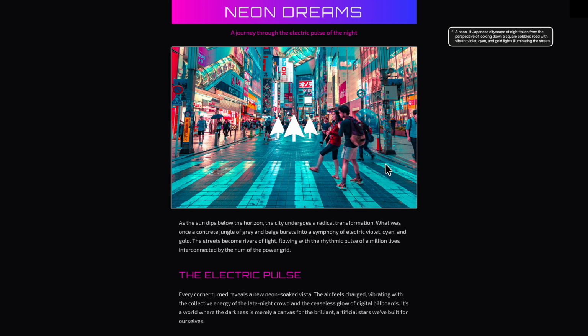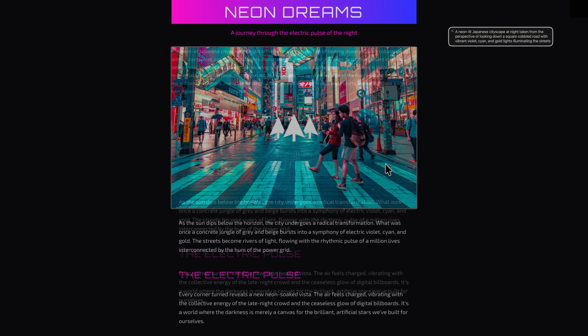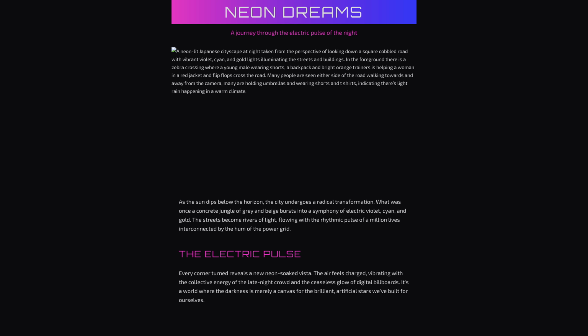A neon-lit Japanese cityscape at night taken from the perspective of looking down a square cobbled road with vibrant violet, cyan, and gold lights illuminating the streets and buildings. In the foreground there is a zebra crossing where a young male wearing shorts, a backpack and bright orange trainers is helping a woman in a red jacket and flip-flops cross the road. Many people are seen either side of the road walking towards and away from the camera. Many are holding umbrellas and wearing shorts and t-shirts, indicating there's light rain happening in a warm climate. Image.